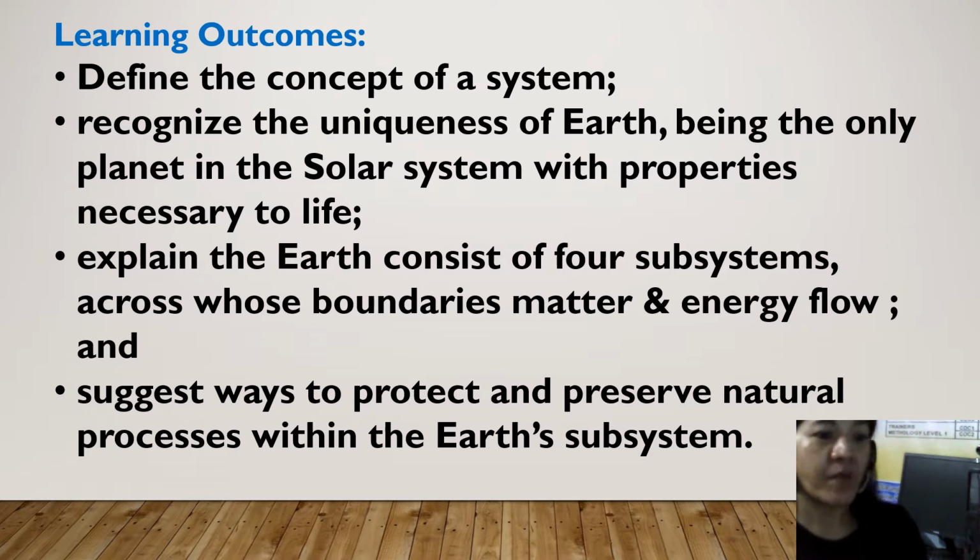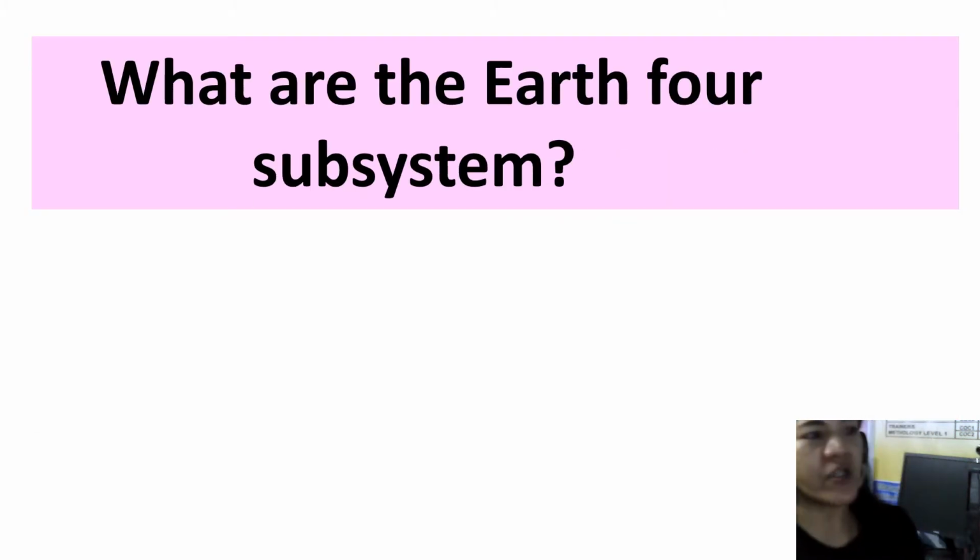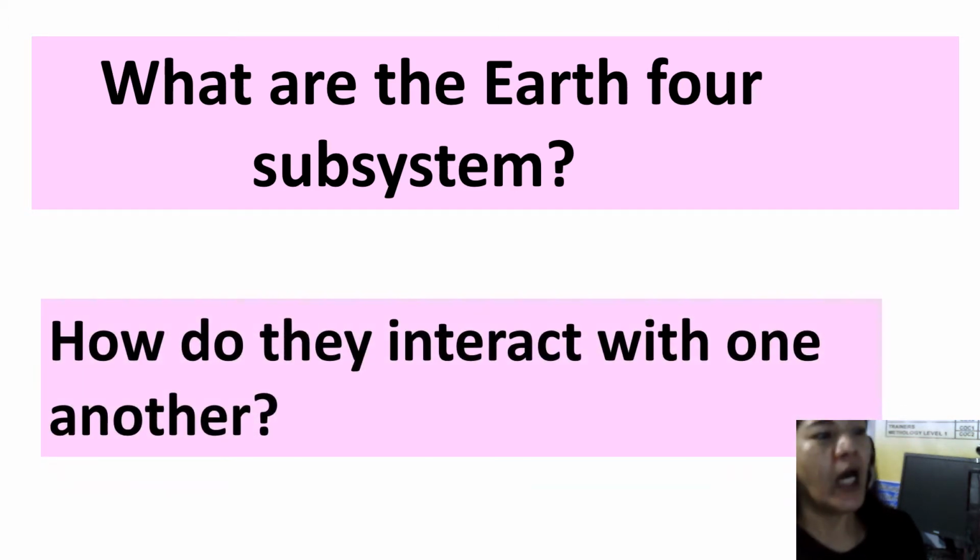For this morning, our learning outcomes would be: define the concept of a system; recognize the uniqueness of Earth being the only planet in the solar system with properties necessary for life; explain that the Earth consists of 4 subsystems across whose boundaries matter and energy flow; and suggest ways to protect and preserve natural processes within the Earth subsystems. Now, my question is, what are the Earth's 4 subsystems, and how do they interact with one another?